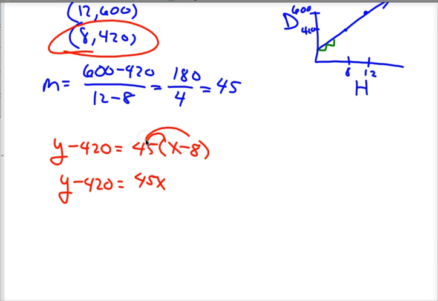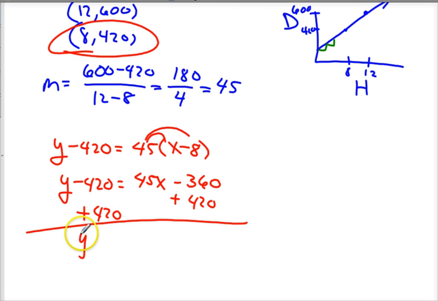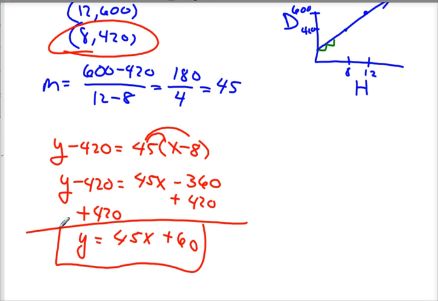Distribute the 45. 45 times 8. 40 times 8 is 320. 5 times 8 is 40. 320 plus 40, 360. Add over the 420. You've got slope intercept form. What's significant about this number at the end, the 60? Well, that's your y-intercept. And what does the y-intercept in this case mean? It means when this plumber works 0 hours, they get $60. So they get $60 just for showing up.